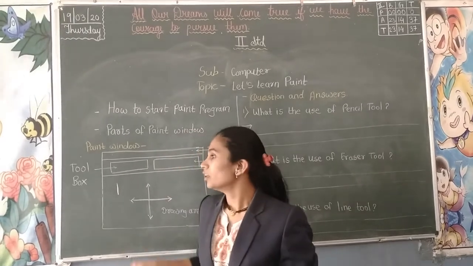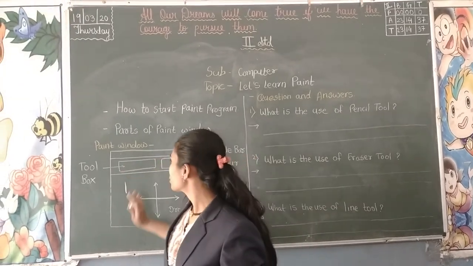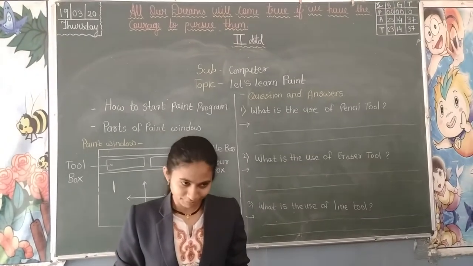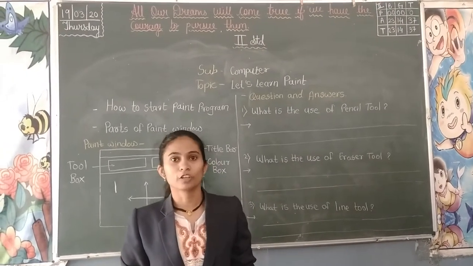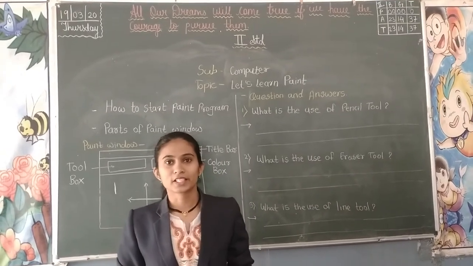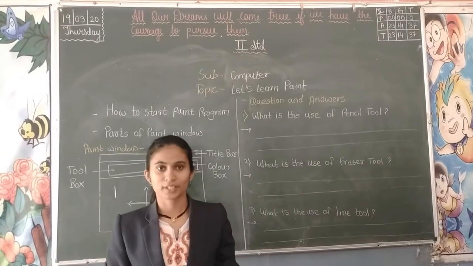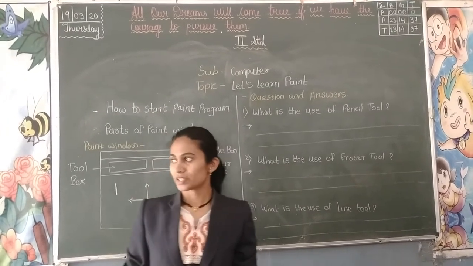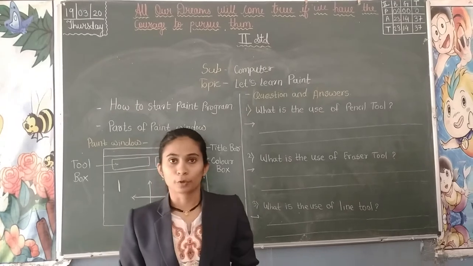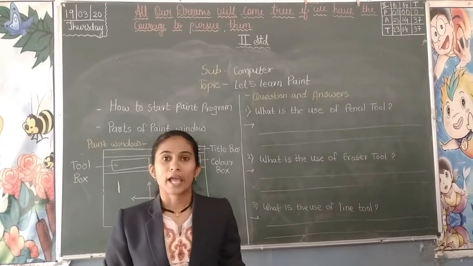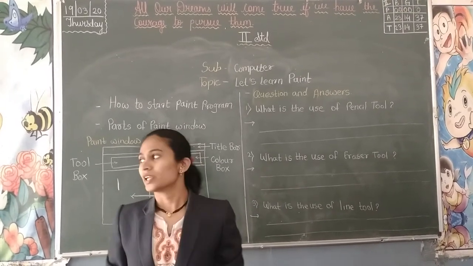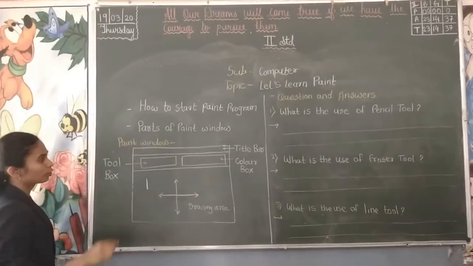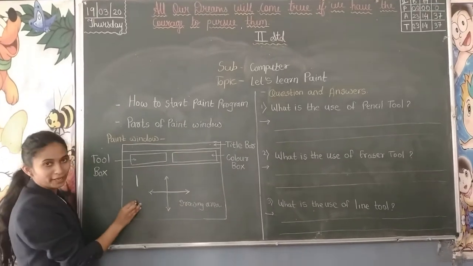So where does the Paint program live? There are some steps. First step is click on the start button. Then second step is click on all programs. Then click on all accessories. And the last step is choose the MS Paint program from the accessories and click on it. Then this window will appear. So this is our paint window.